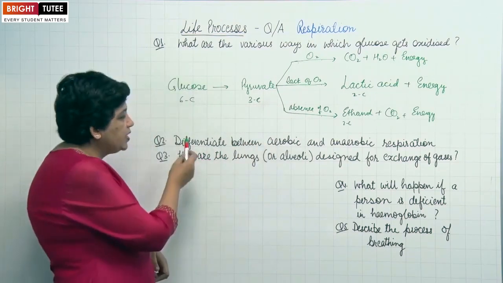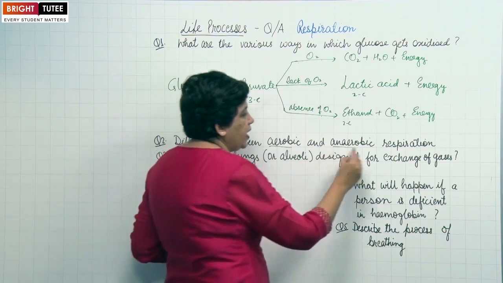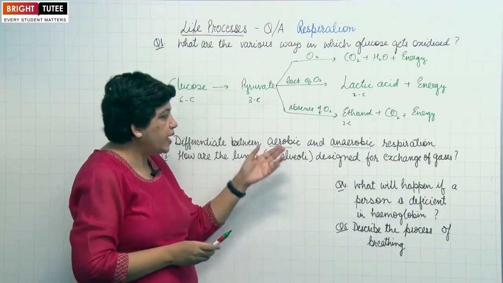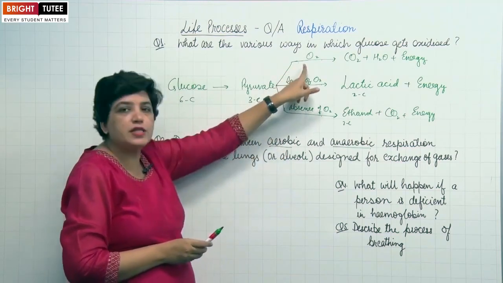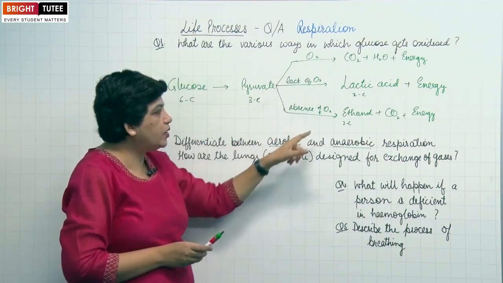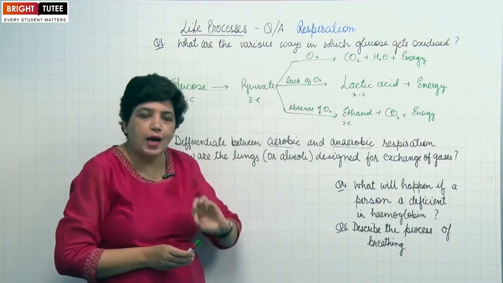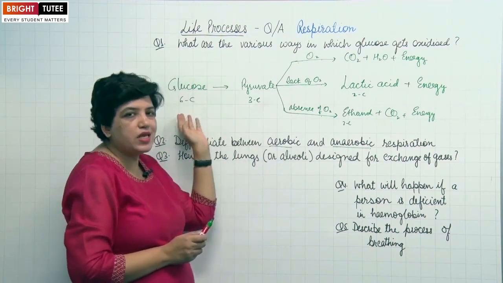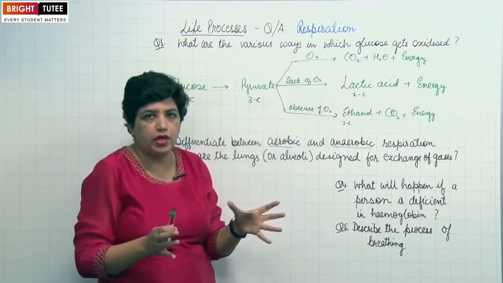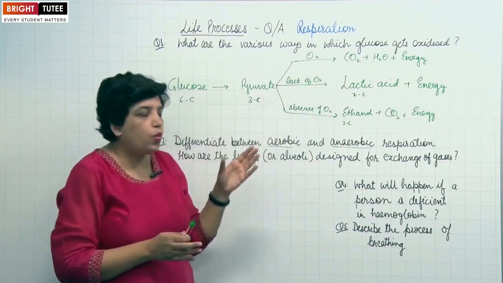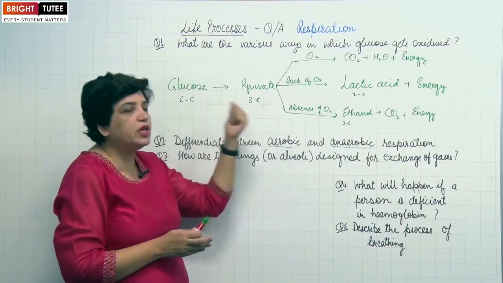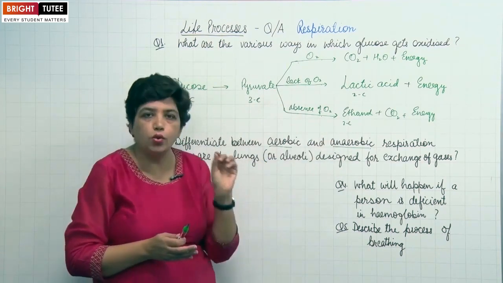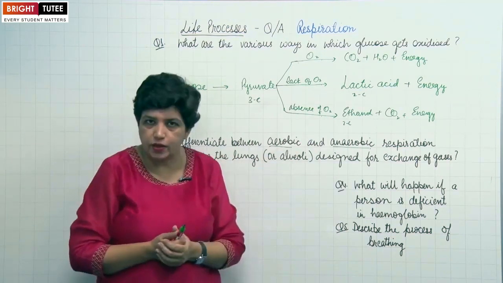Question number 2. Differentiate between aerobic and anaerobic respiration. So the first difference is aerobic respiration takes place in the presence of oxygen, while anaerobic respiration takes place in the absence of oxygen. The second difference is glucose is completely broken down into carbon dioxide, while in anaerobic respiration complete breakdown does not take place. It is broken down into a 2-carbon compound, that is ethanol.